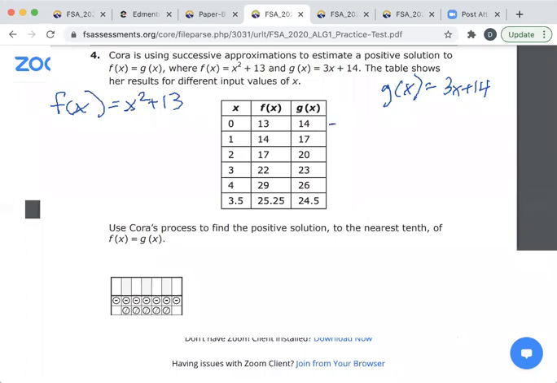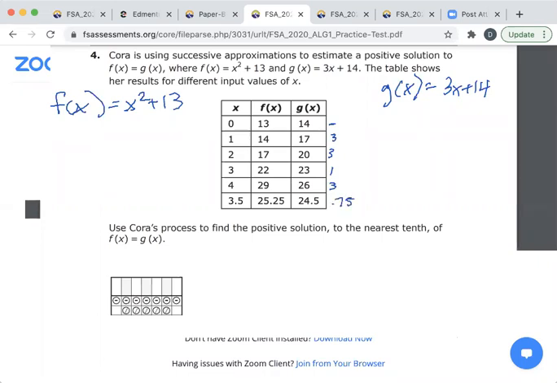So this is kind of close. At 1, it's 3 spaces away. 17 minus 14 is 3 spaces. At 2, 20 minus 17 is also 3 spaces. And at 3, it's at 1 space. At 4, it's at 3 spaces. And then because between 3 and 4, it looked like at 3, it was pretty close. So Cora did 3.5, which is 0.75 away.